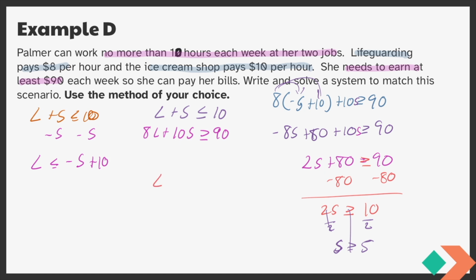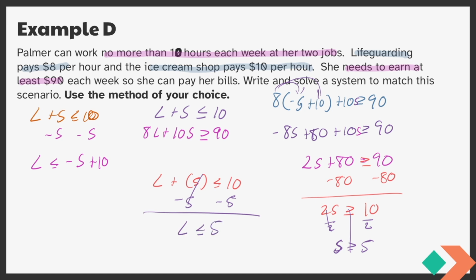So if I do that, I get s plus, now I just figured out that s is going to be 5, and it's going to be less than or equal to 10. So easy to figure that out. I'm going to subtract 5 on both sides. These are going to cancel, and I'm going to be left with L is less than or equal to 5.